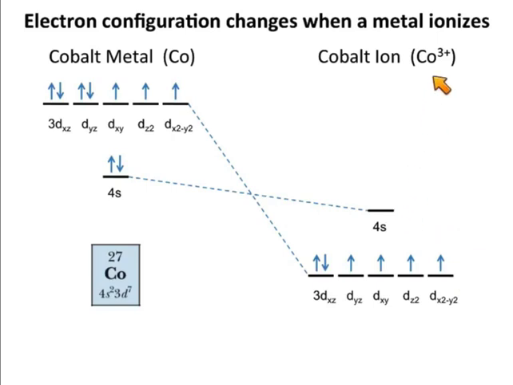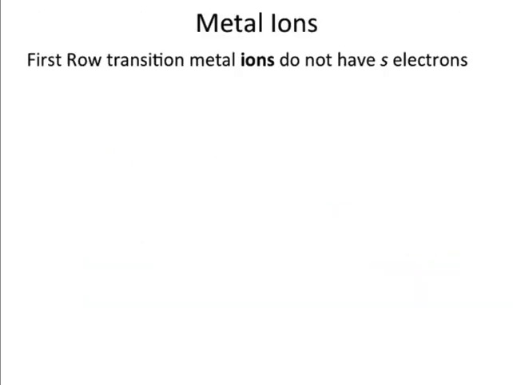The cobalt ion is now a 3+, so that means it has 3 fewer electrons over here than you had on the left, because you lost 3 electrons to make the ion. Another way to say this is that first row transition metal ions do not have s electrons. That rephrases what we just said.